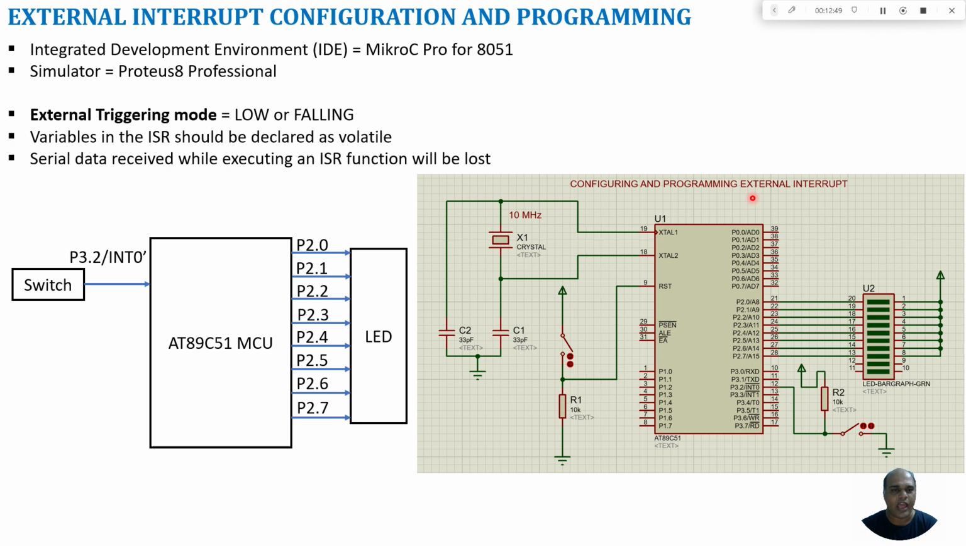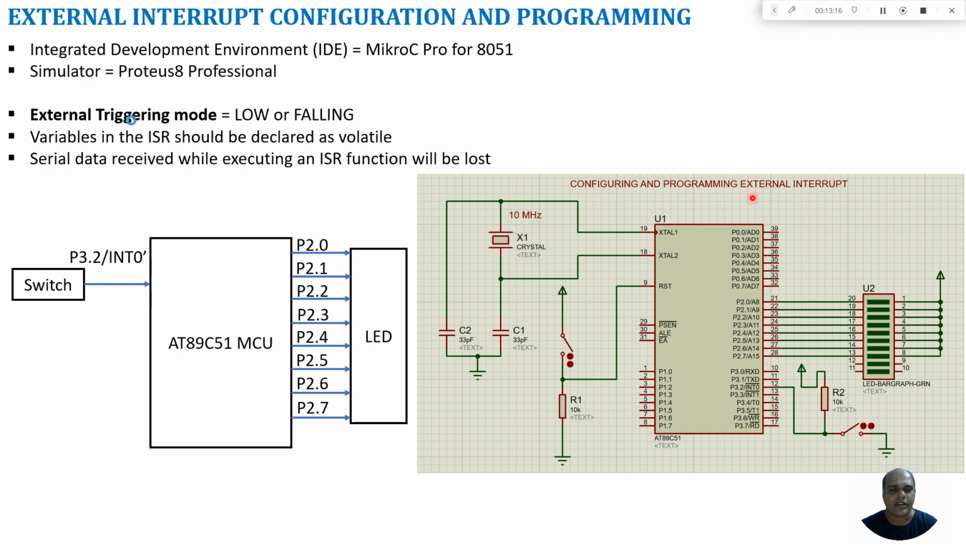So in this tutorial I am going to talk about how to configure and program this external interrupt. Here we will be using an integrated development environment, which is Micro C Pro for 8051, where we will write our embedded C program and convert it into a hexadecimal file. Then we will build our circuit in Proteus 8 Professional.